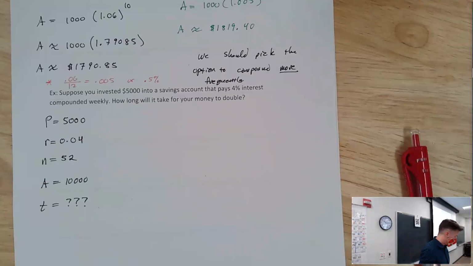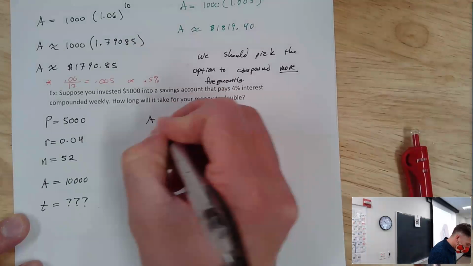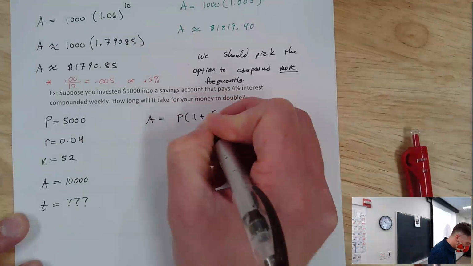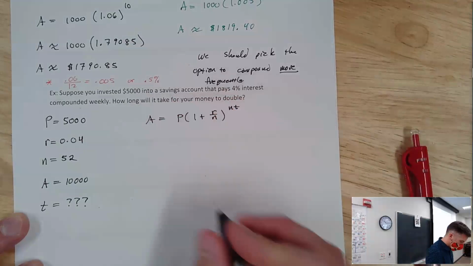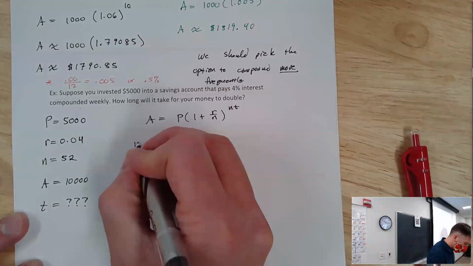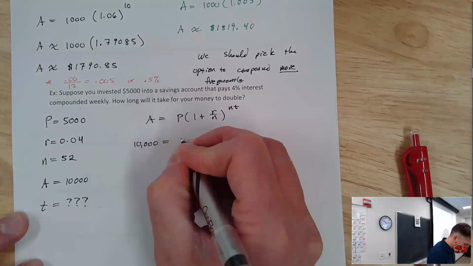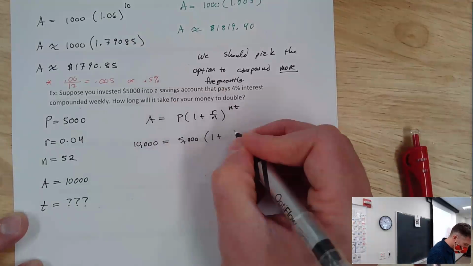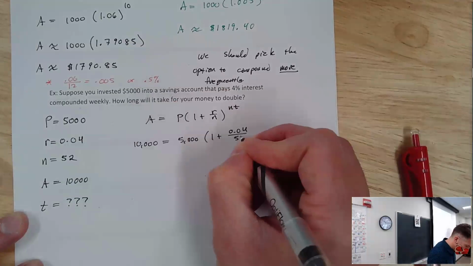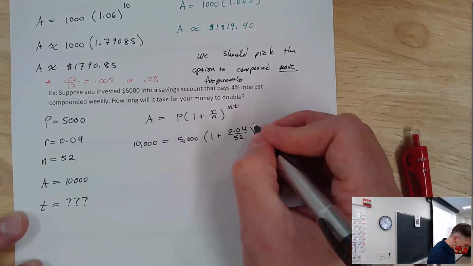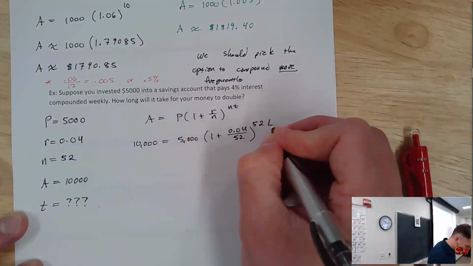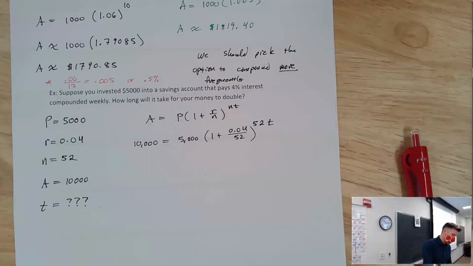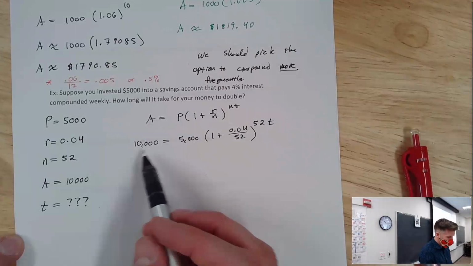So I'm just going to take this formula and substitute in all the known things. 10,000 equals 5,000 times (1 plus 0.04 divided by 52) to the 52 times t. Now, something to be aware of here. Well, actually, not quite yet. Let's do some calculating. So we're going to divide both sides by 5,000.